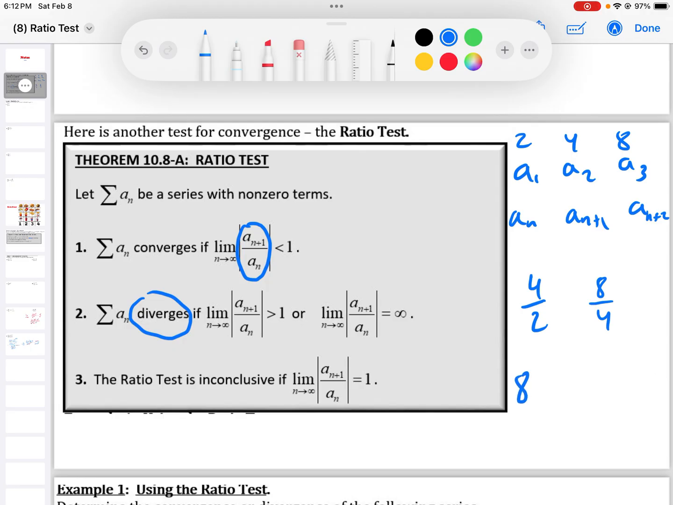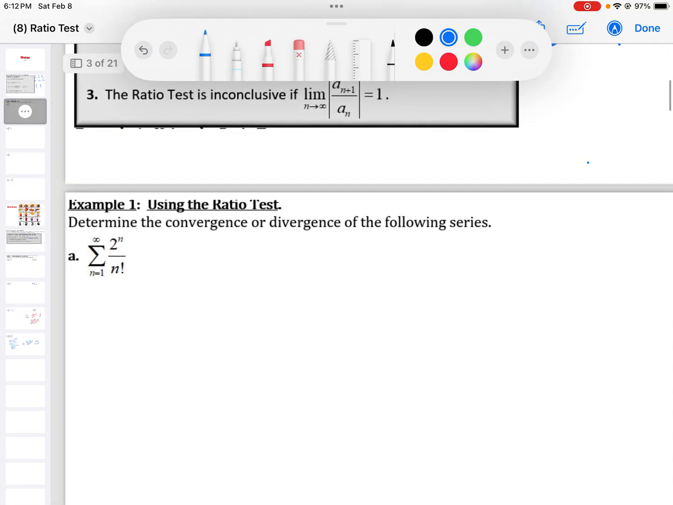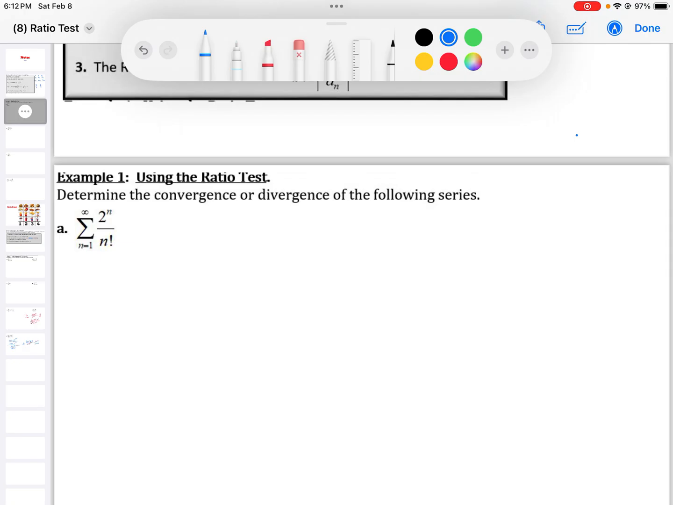But if it's the other way around, 8 to 4 to 2, and I do the a sub n plus 1 over the a sub n term, 4 over 8, and I'm looking at that limit, if that number is less than 1 in absolute value, so don't look at the negatives, then that thing's going to converge. Very similar to the geometric series rules, and that's kind of how I think of these. So the ratio test is inconclusive if that limit is equal to 1. All right, so let's do a couple examples and see what all could happen.